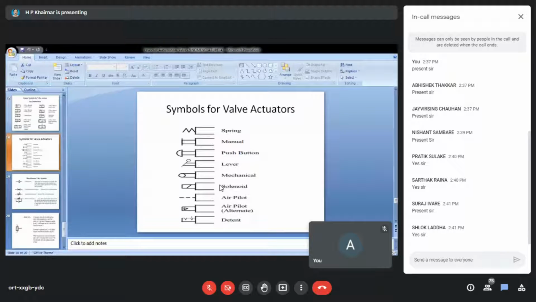There is another detent kind of mechanism also there for actuating the valves. But this air pilot, huh? Outlet port of any valve.